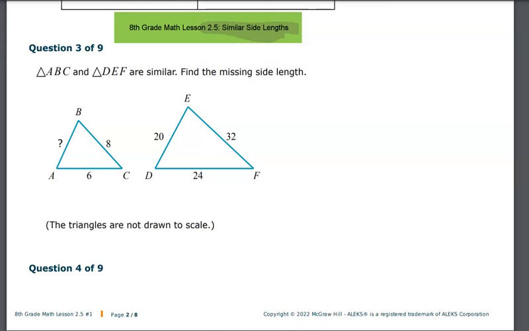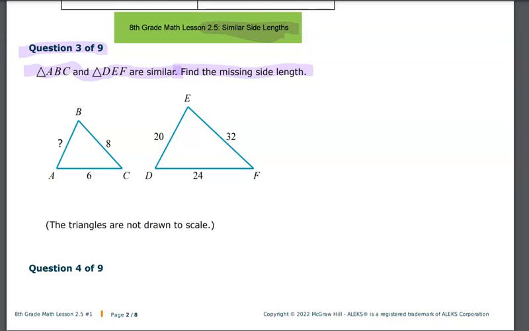So we're going to do two or three problems, and then we're going to go into finishing our video for the day. So let's take a look at question number 3. Question 3 says triangle ABC and triangle DEF are similar. Find the missing side length. So what that means is this triangle here and this triangle here are similar, and it's my job to find the side length.